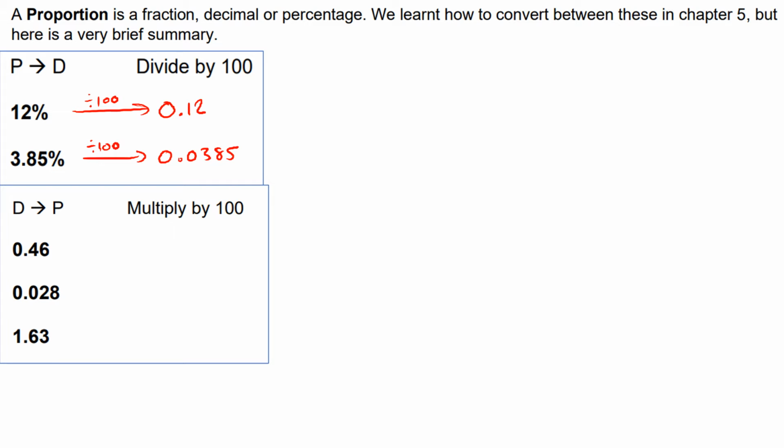If we want to go back from a decimal to a percentage, then obviously we do the opposite. We multiply by 100. So if we had 0.46, that would give us as a percentage 46%. 0.028 times by 100, 2.8%. 1.63, 163%. The question you generally get at this point is, well, isn't more than 100% impossible? And the answer is very much no. If you look at anything financial, they are very keen on taking more than 100%.